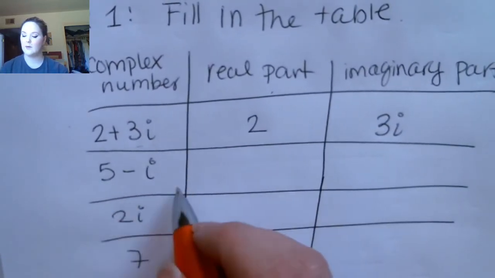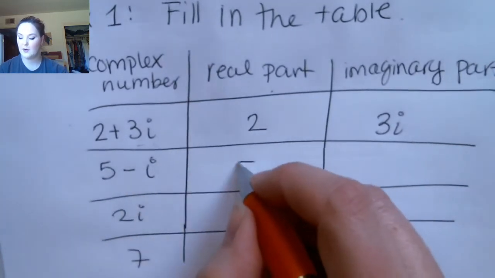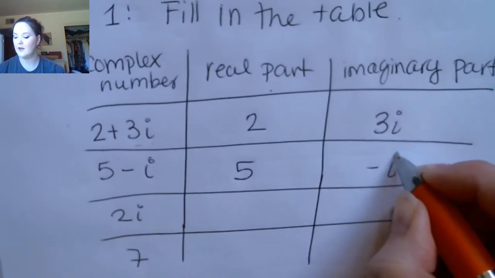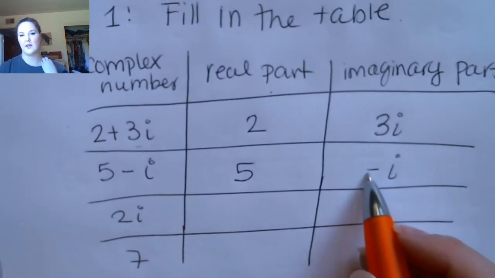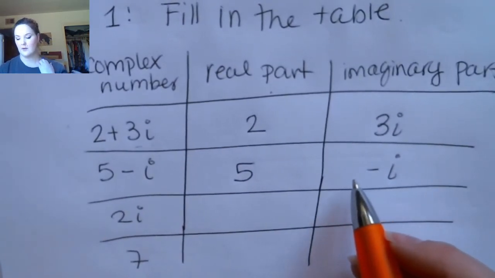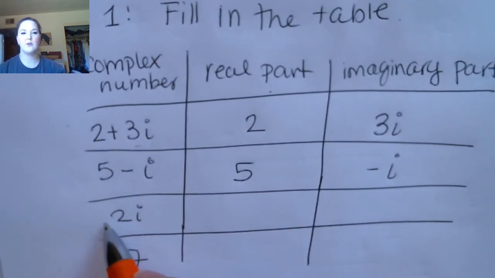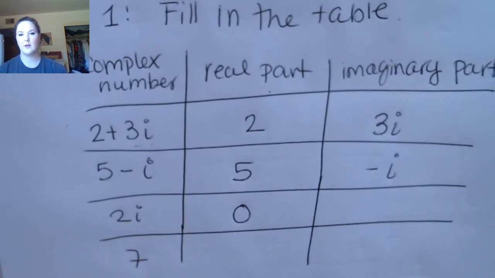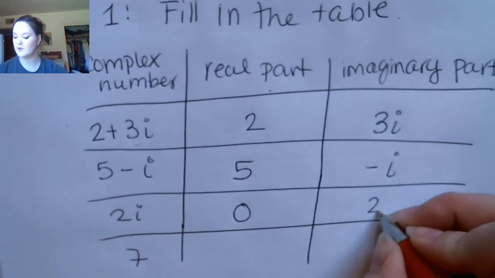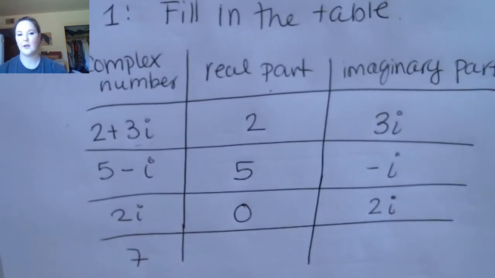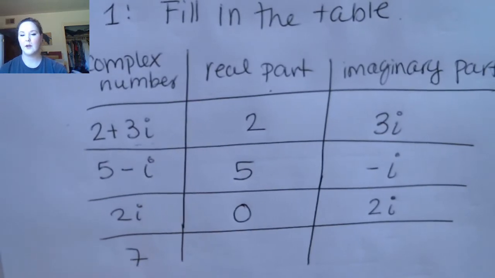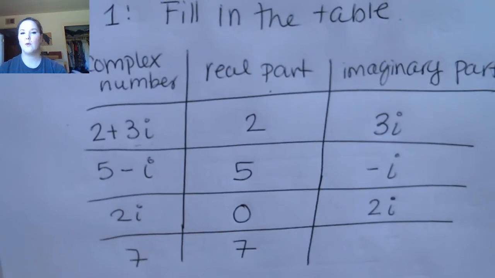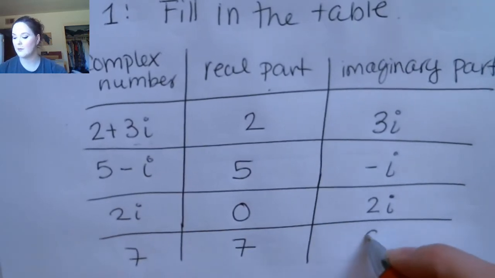Okay, the second one is very similar. You can see the real number part is 5. The imaginary number part is -i. And you do want to include the sign here. Now here you can see there's no real number part, so that means the real part is 0. And then our imaginary part is 2i. Similarly here, we can see that the real part is just the number 7, and there's no imaginary part. That means the imaginary part is 0.